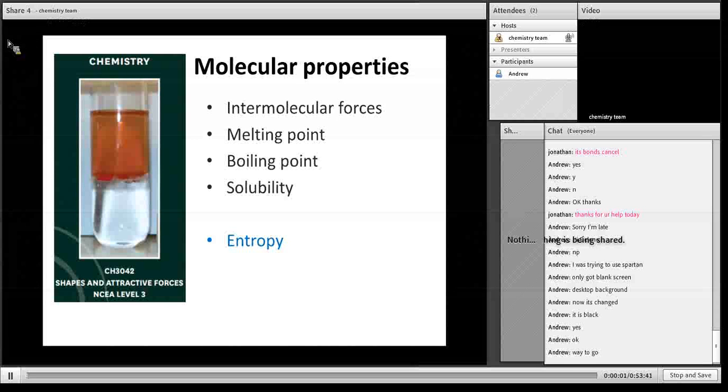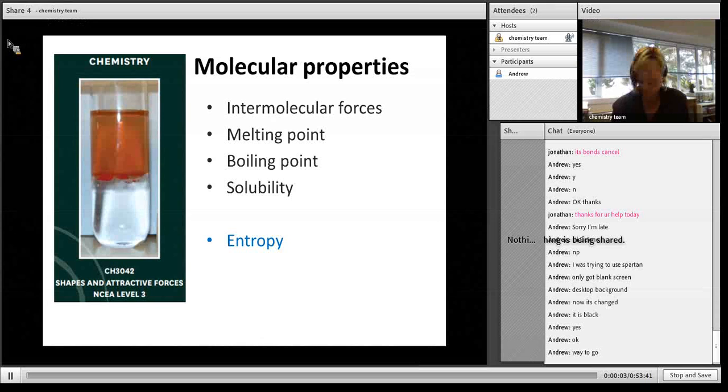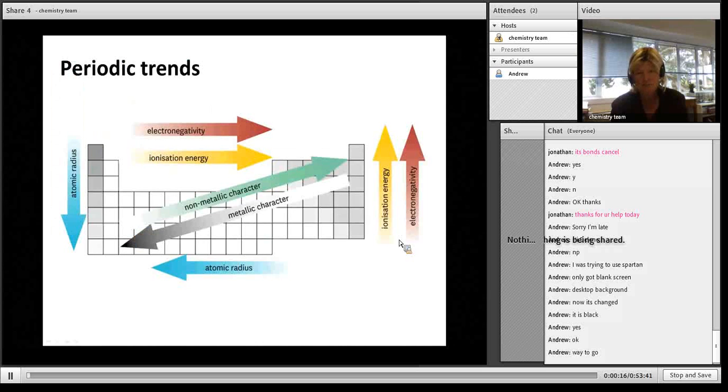We've learned in the past about Lewis structures, shapes, and polarity, how they influence the intermolecular forces, which affects melting point, boiling point, solubility. And then hopefully we'll have time to do entropy. Entropy is not a molecular property, so I've made it a different color.